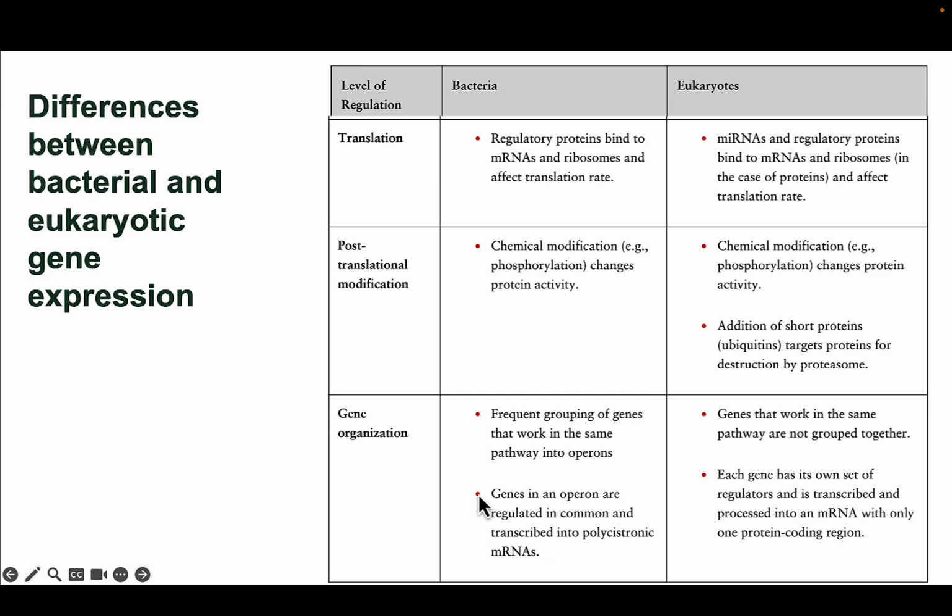And then finally, for gene organization, in bacteria, genes are often organized in an operon, so that they can be regulated in a common way. But in eukaryotes, each gene has its own set of regulators and is transcribed and processed into mRNA with only one protein coding region.